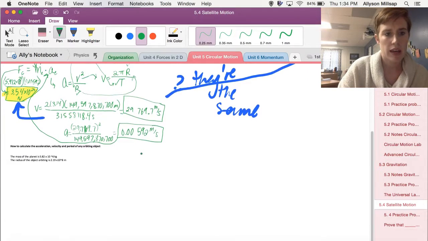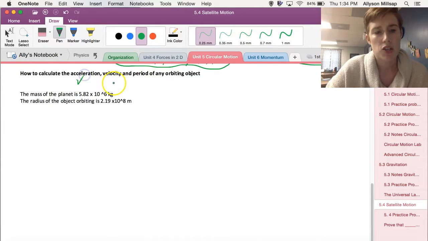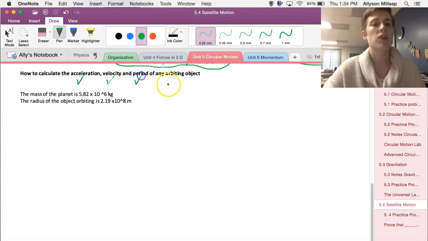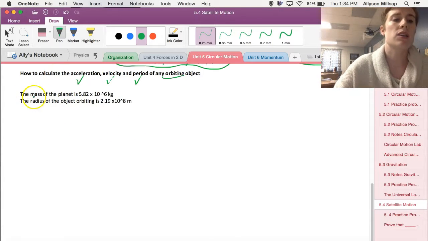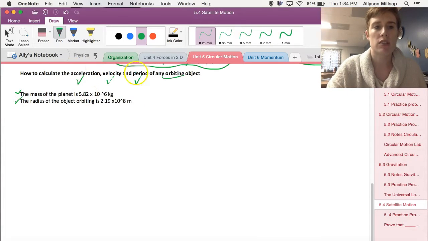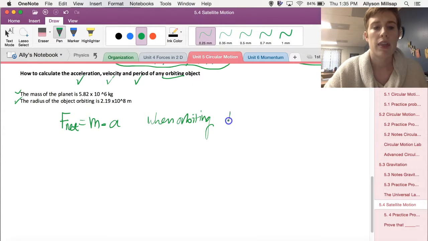Part two is going to be learning how to calculate acceleration of an object, velocity of an object, and period of an object that's orbiting. Okay? What's cool about this is you only need two pieces of information to find out those three things. So let's go back to what we learned about our formulas. We know that f of net equals m times a. We know that when an object is in circular motion, that f of net equals f of c.